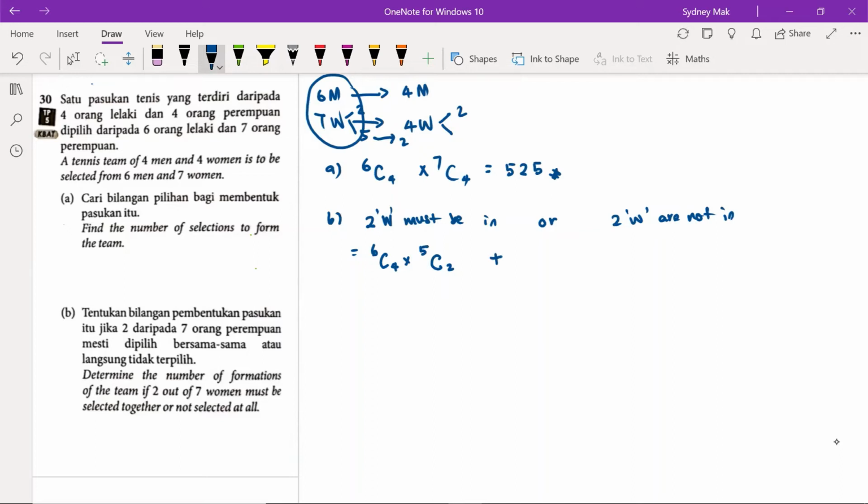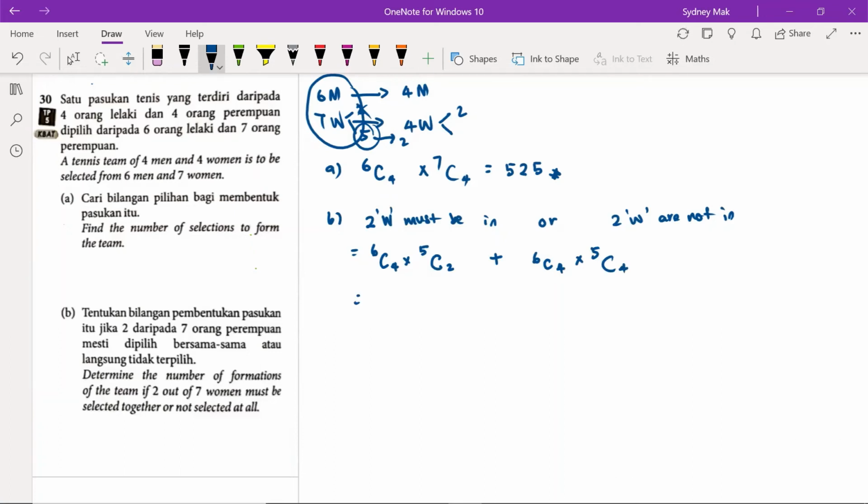Or, same thing for the men, 6C4, but the 2 women are not in. So if the 2 women are not in, from the remaining 5, we have to choose all 4 women, so 5C4.